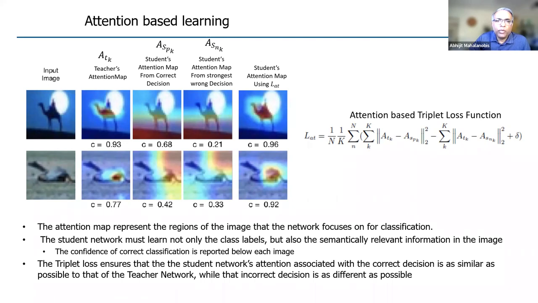But at the same time, we are taking the strongest incorrect decision made by the student and forcing the error between that and the teacher's attention to be very large, right? Typical triplet loss kind of thing. So the teacher's attention map is the anchor, and the correct one and the incorrect one give you the two other things that we need to define this triplet loss.